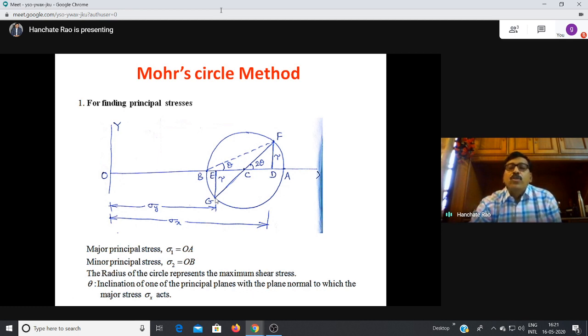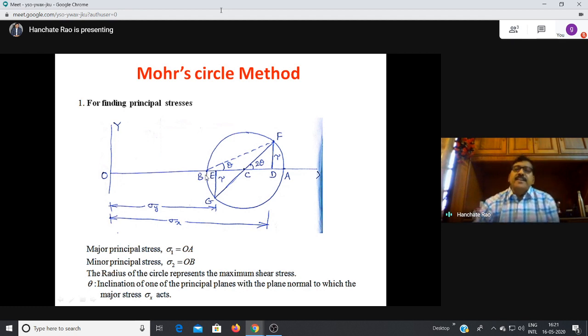Now you locate the center of ED as C. With C as center and CF or CG as radius, draw a circle which cuts the x-axis at A and B.